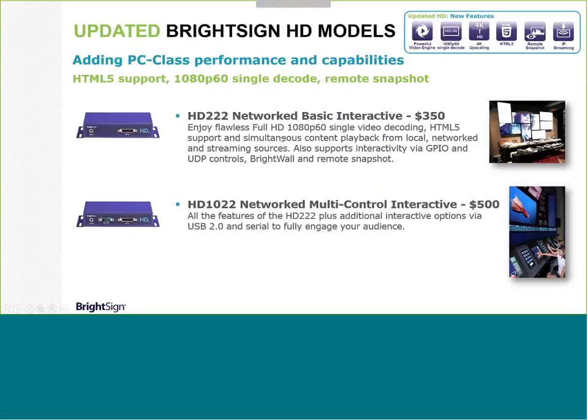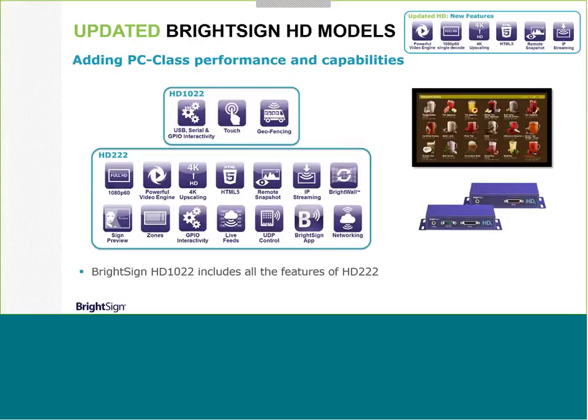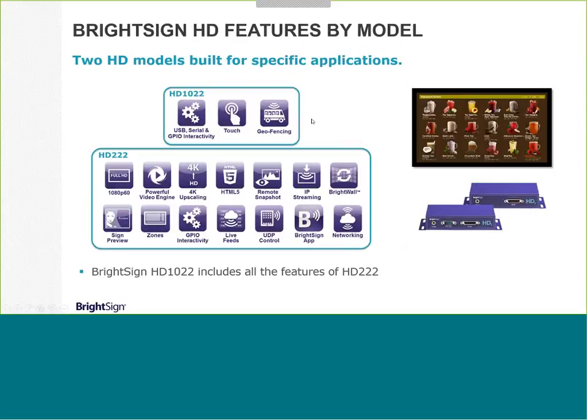The HD models, we only have 2 models in the HD capability, starting at 350 and 500. There is no live TV capabilities for the HD models. You're specifically going to move up if you need, say, serial or USB or that type of connection. But again, the HD models have the capability of doing HTML and a single 1080p video decoding. And again, here's the step-up slide as well.